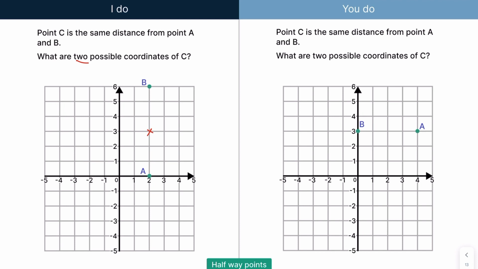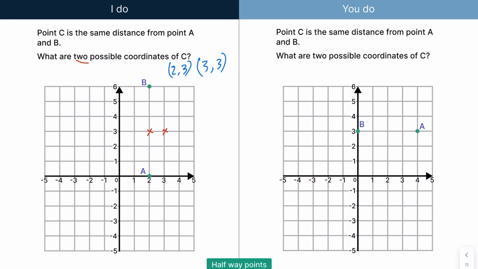Now, as long as the coordinate is halfway, it can be anywhere along this line, okay? So it can also be here, or here, or here, or here, anywhere along this line. They've just asked for 2, so I'm just going to rub the rest off. So I'm just going to use these 2. So my answer is going to be 2, 3, and 3, 3. Okay, the value of y does not change because the line's vertical.